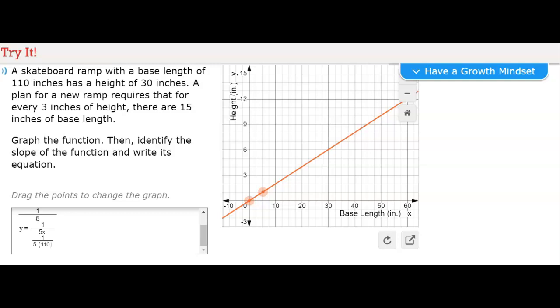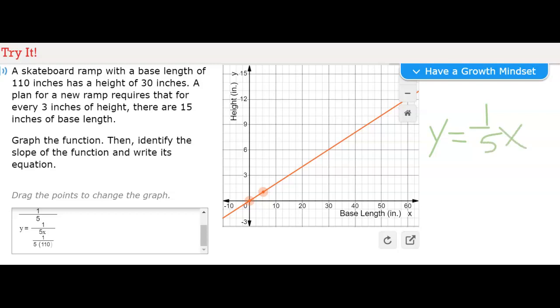So we have y is equal to 1/5 times x. And so it says the base length of the skateboard is 110 inches. So we know from the example that the x is our base length. So 1/5 times 110 will give us our y. And so y is equal to 22. So now we have solved the height of the ramp by finding the slope of this function.